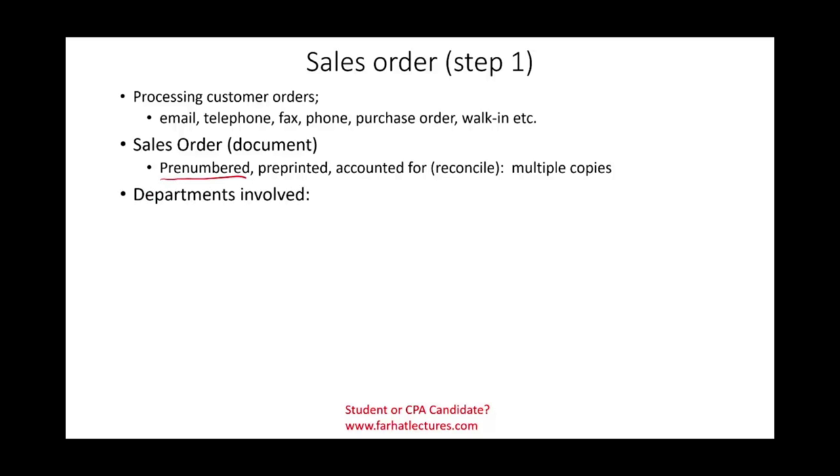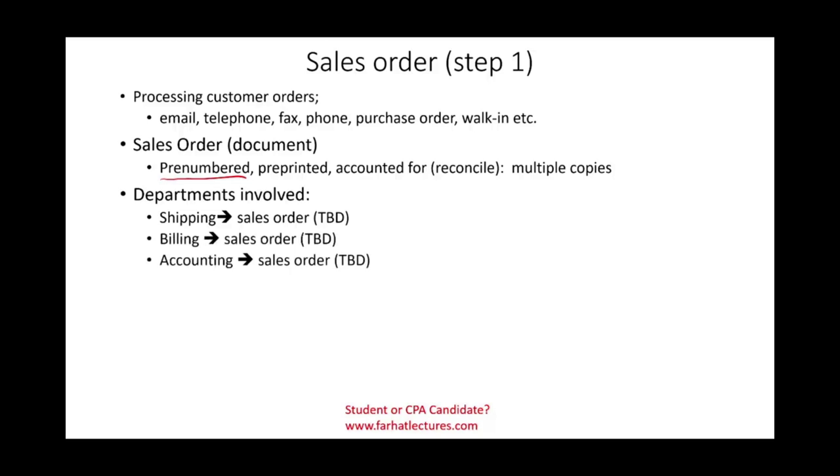What departments are involved in this process? Well, we're going to send copies of the sales order: one to the shipping department, one to billing, and one to accounting. Now, those sales orders are going to be approved first, but the point is that one is going to go to shipping, billing, and accounting. So more people are involved.